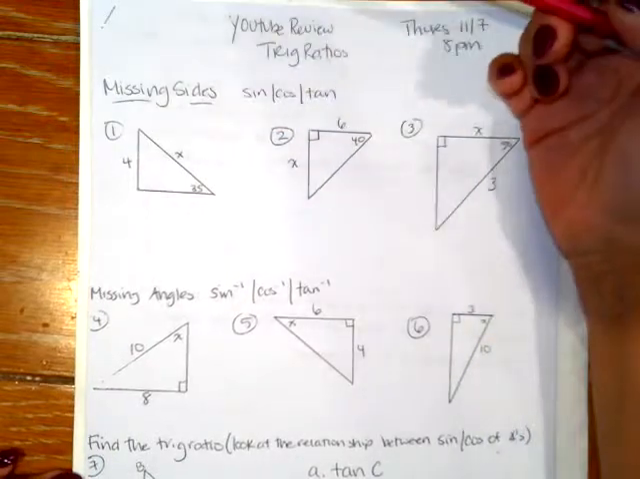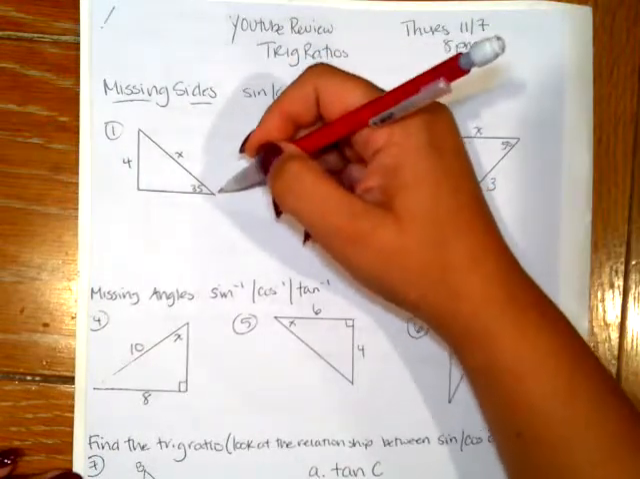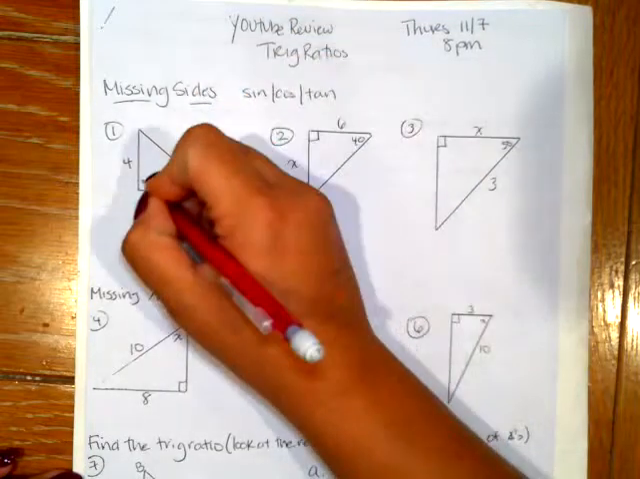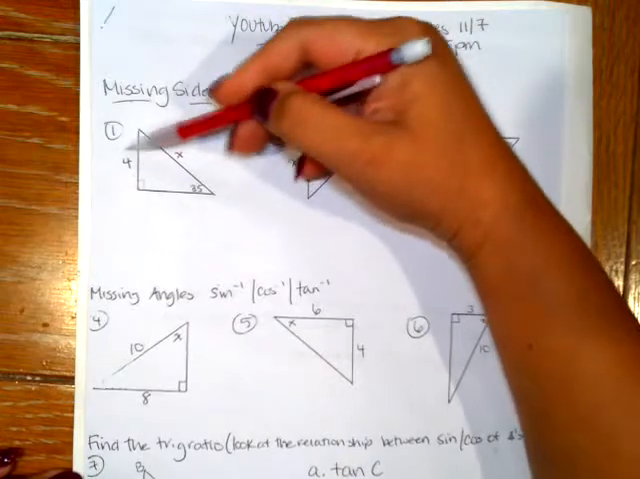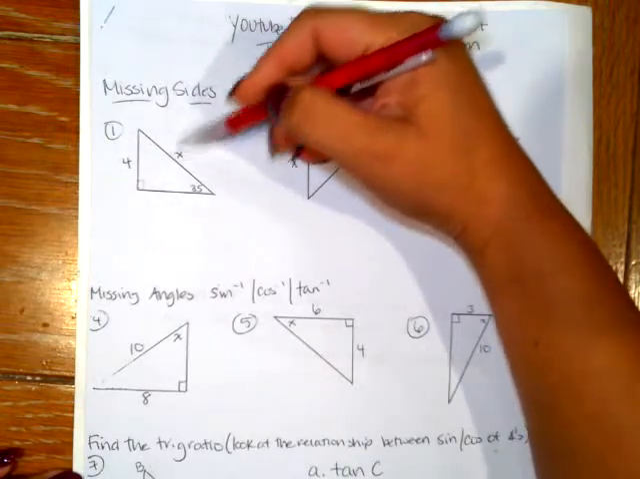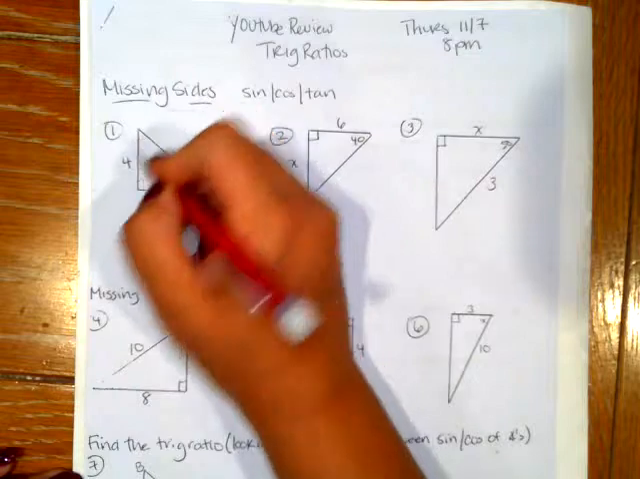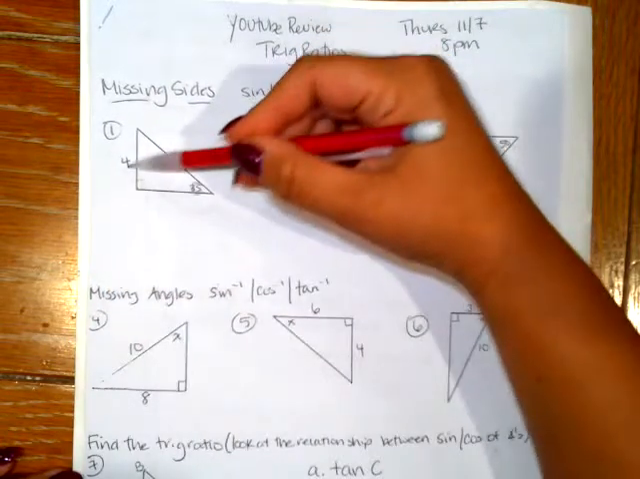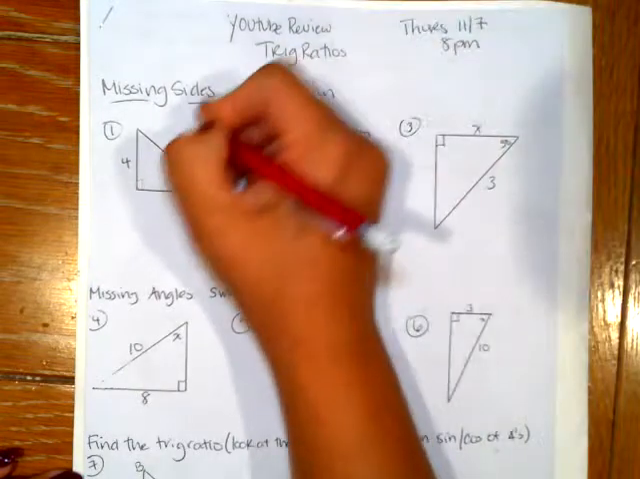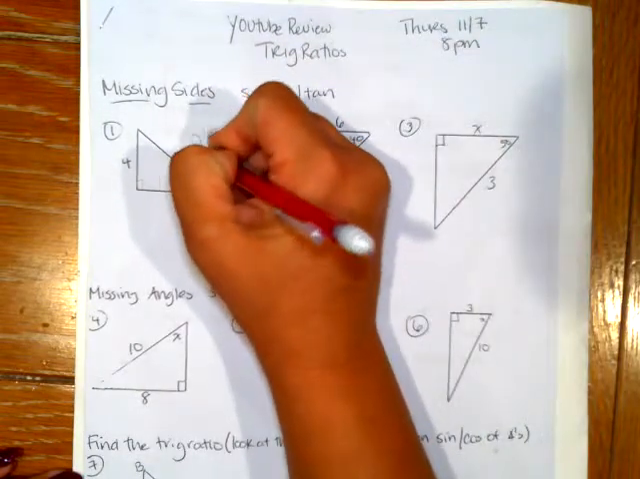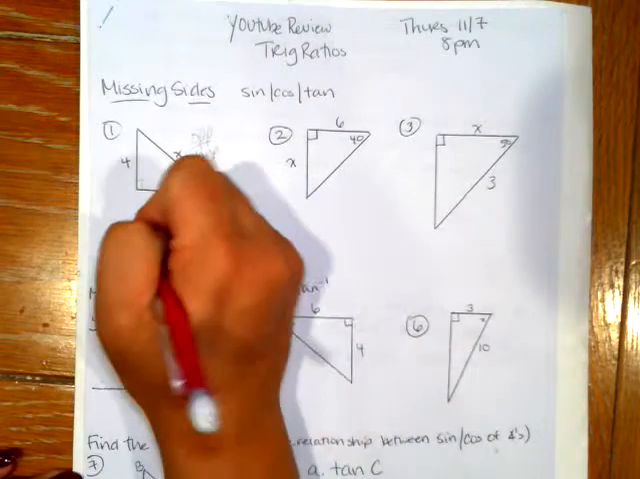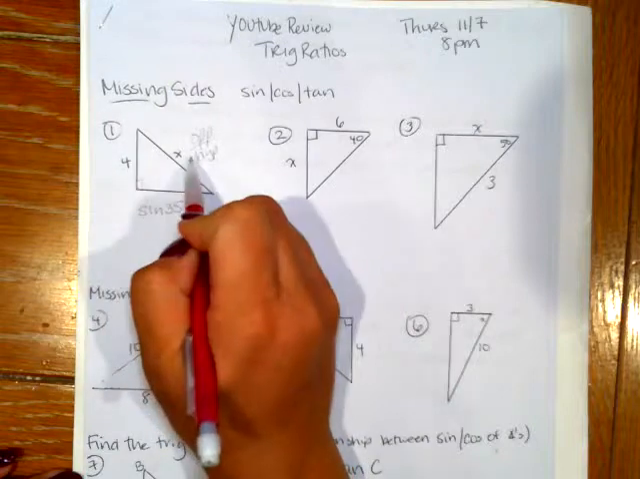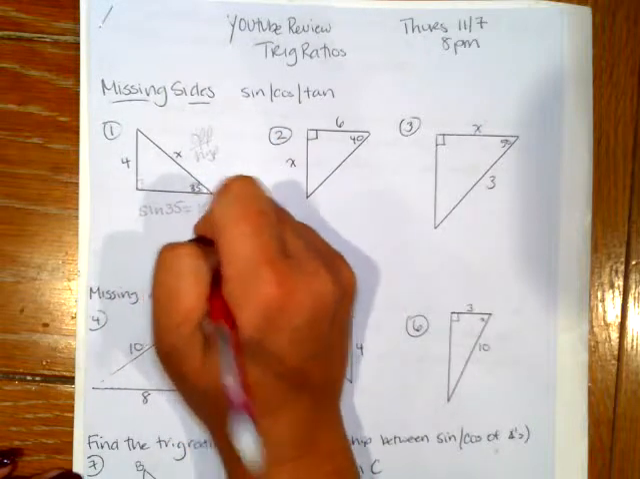I always like to start with what's given. What am I given here? I am standing right here. I'm given 35 degrees. I have a leg, and I'm trying to find the hypotenuse. So I've got opposite over hypotenuse. Opposite over hypotenuse is sine. So I have sine 35 equals opposite over hypotenuse, 4 over x.